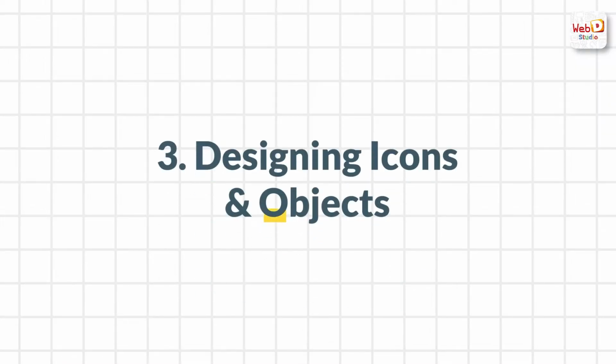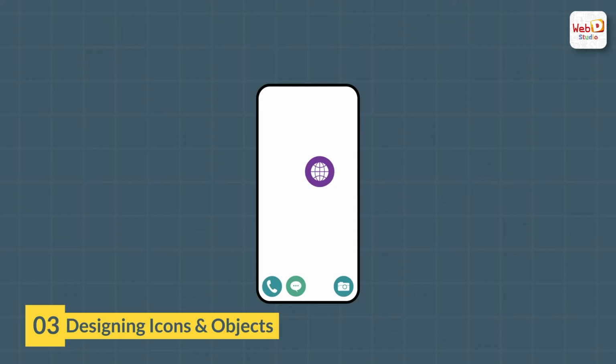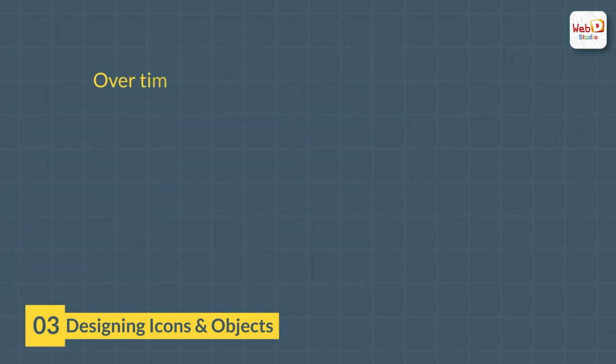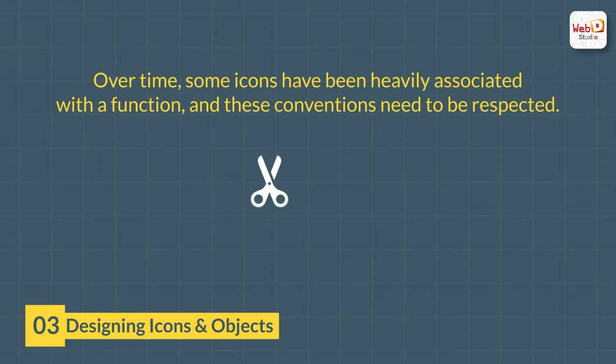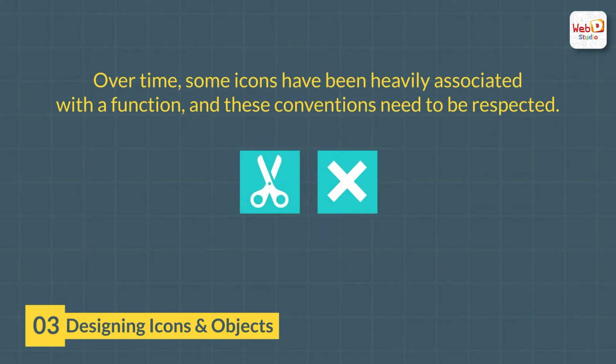Designing icons and objects. The size and shape of each component on screen and their positioning are crucial for UI design. Over time, some icons have been heavily associated with a function, and these conventions need to be respected. For example, a cut icon is usually a pair of scissors, and a close button is usually an X. Choices such as smooth edges or sharp edges, with or without a shadow, are a significant part of this process.